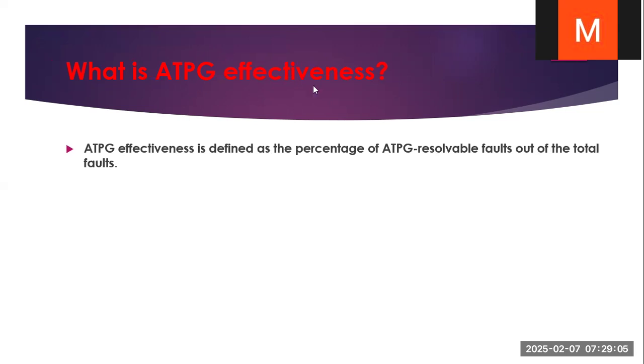What is ATPG effectiveness? ATPG effectiveness is defined as the percentage of ATPG resolvable faults out of the total faults. Out of the total faults, how many faults are resolved by the ATPG is called the ATPG effectiveness.